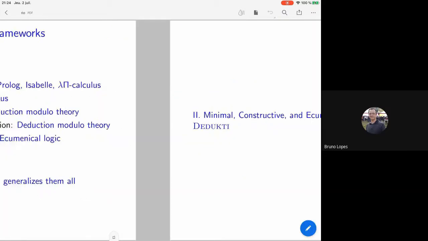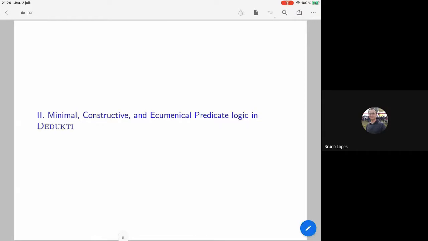So let me show you a detailed example. And let us build together minimal constructive and then ecumenical predicate logic in Dedukti.